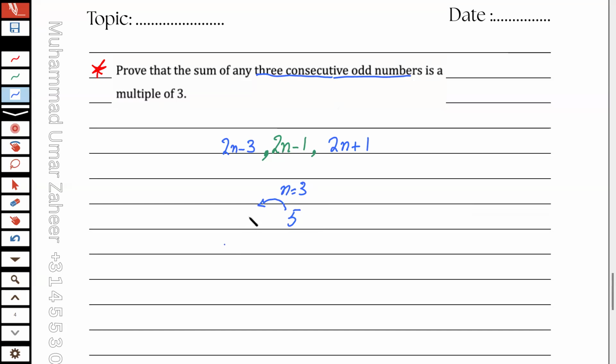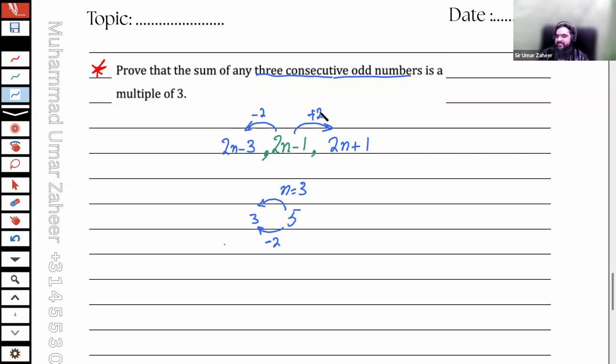3. That is 3. What you have done? Basically, you are subtracting minus 2, right? You have to subtract minus 2, and for the next value, I just add plus 2. So 2n minus 1 minus 2 will be 2n minus 3, and 2n minus 1 plus 2 will be 2n plus 1.